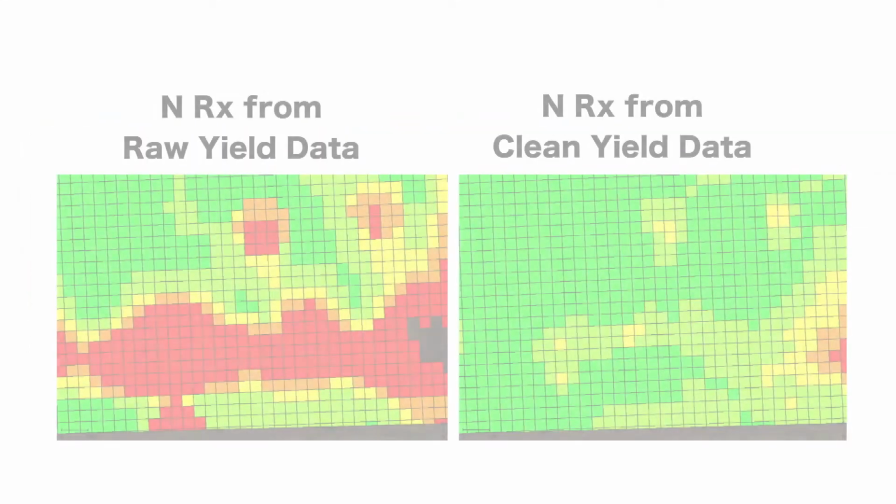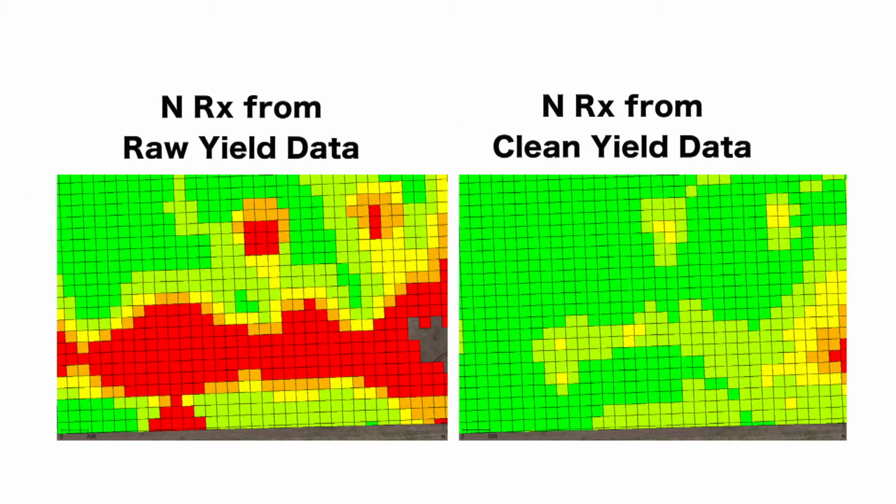If we compare the nitrogen fertilizer prescription we generated using raw yield data to the nitrogen fertilizer prescription we generated using the clean yield data, we can see that it looks very different. In the fertilizer prescription generated with the raw yield data, the nitrogen fertilizer rate was improperly lowered. In this scenario, certain areas of the field would have received 75 pounds per acre lower nitrogen than was recommended with the clean yield data.